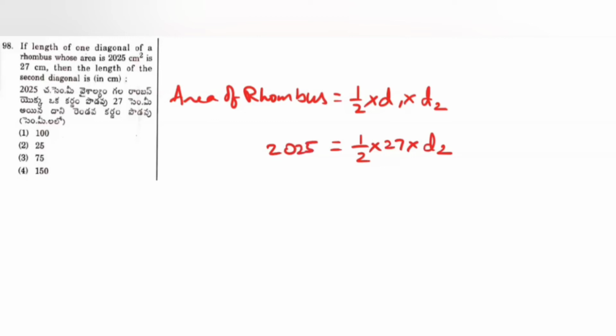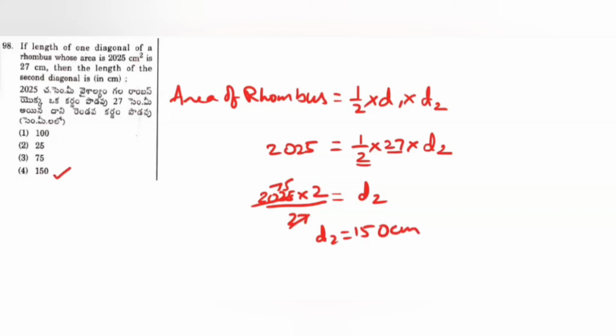Now let us find D2 by sending all the terms to the other side. Write D2 here and send this 27 and 2 to the left side. So 2025 into 2 goes up and 27 comes down. By doing cancellation, you will get 27 ones are 27, 75 twenty-sevens are 2025. So 75 into 2, the D2 value is 150 centimeters. So the answer is option number 4. 150 centimeters is the length of the second diagonal.